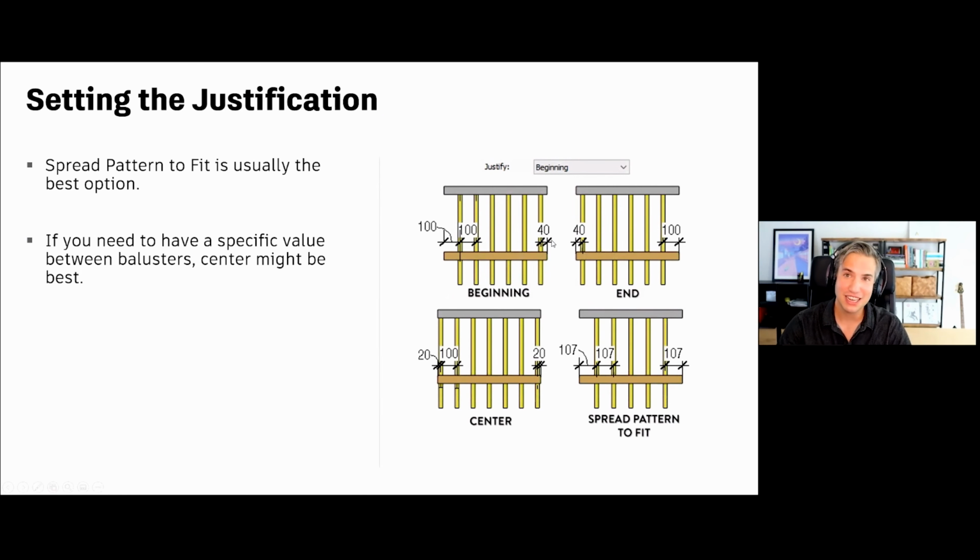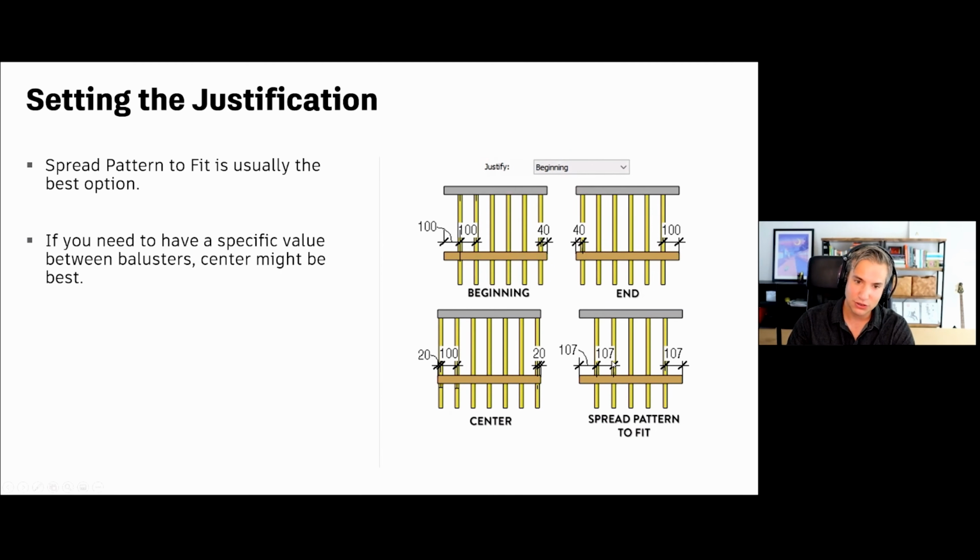Setting the justification, I know that can be very confusing for a lot of users. The best option is usually spread pattern to fit, to have the exact same distance even at the beginning and end for the balusters. The problem with this is if you want an exact centered center value of 100 millimeters or 4 inches, for example, you won't get exactly that.